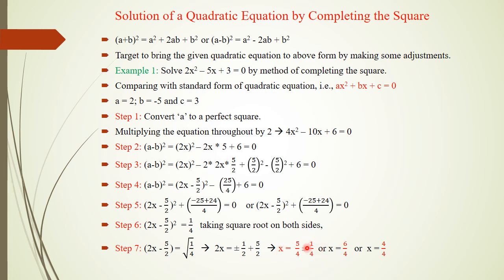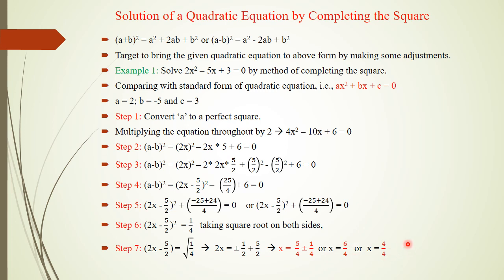If I consider this as +1/4, it will be 5/4 plus 1/4, that is nothing but 6/4. When I further simplify this, it will be 3/2. Or if I take 1/4 as minus, it will be 5/4 minus 1/4, that is nothing but 4/4. Again, nothing but x equal to 1. So I arrive at the two roots of this given quadratic equation, that is x equal to 3/2 or x equal to 1.